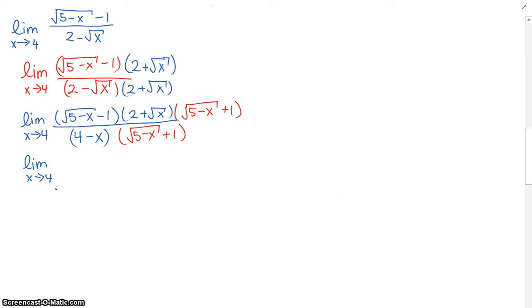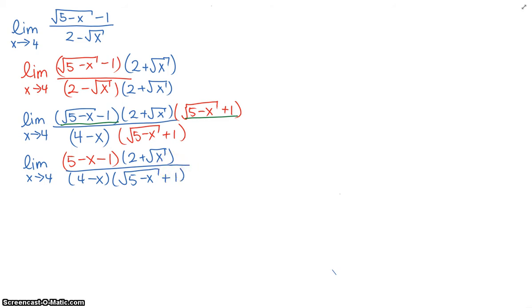Now if I look at just the numerator and I look at the two conjugates, this one with this conjugate, when I multiply that out, I'm going to get 5 minus x minus 1. And I'm going to keep 2 plus root x here, and I'm going to keep everything else on the denominator in factored form for now. What we just multiplied, the two conjugates, now reduces down to 4 minus x. So these two actually cancel out.